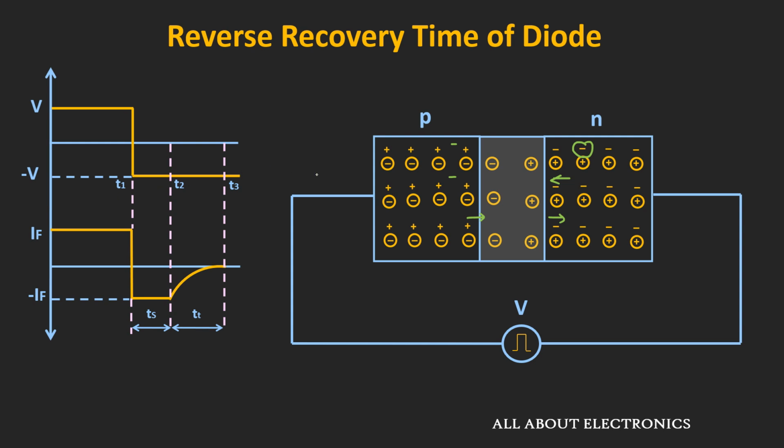In this case, this PN junction diode should become reverse biased, and we should not get any flow of current through it. So ideally, this current IF should become 0 after time t1. But actually, if you look, we will still get some finite current after this time t1.